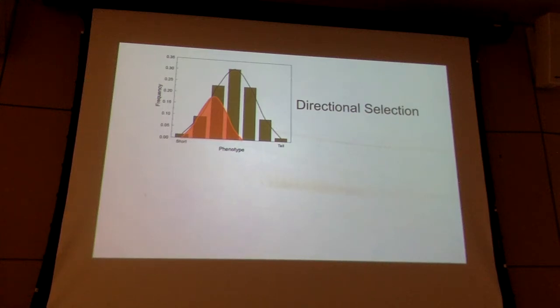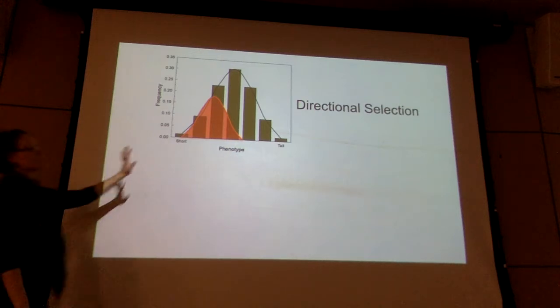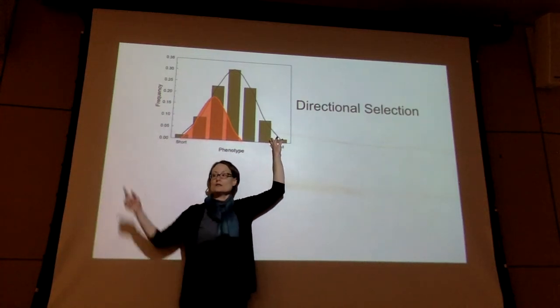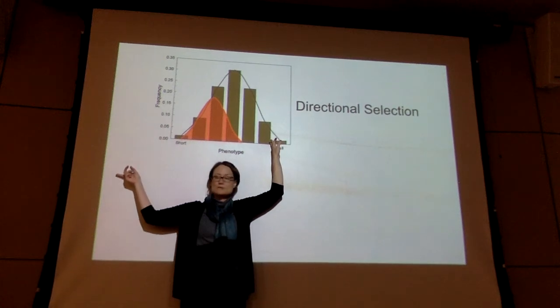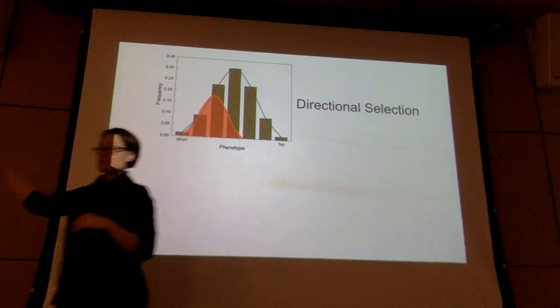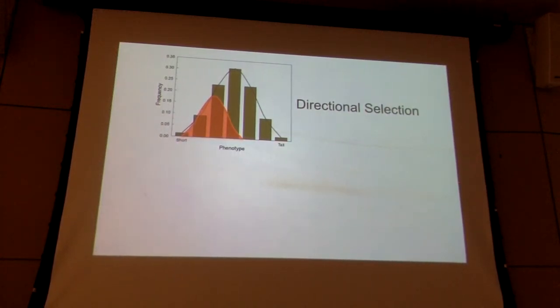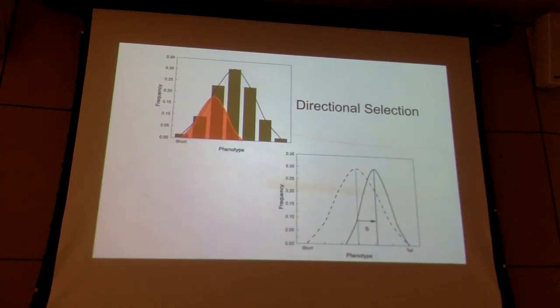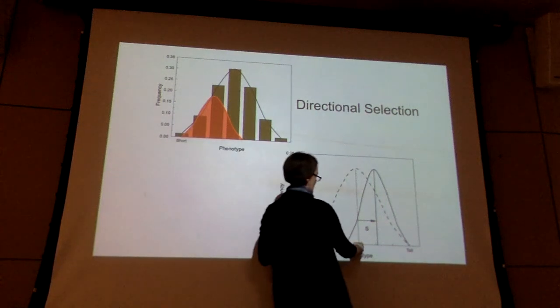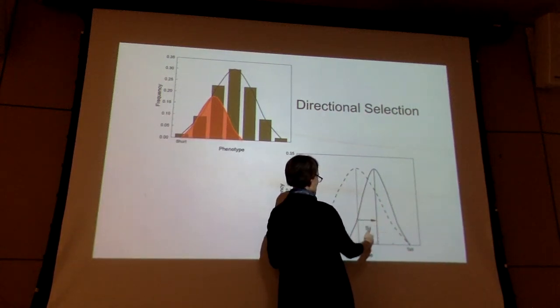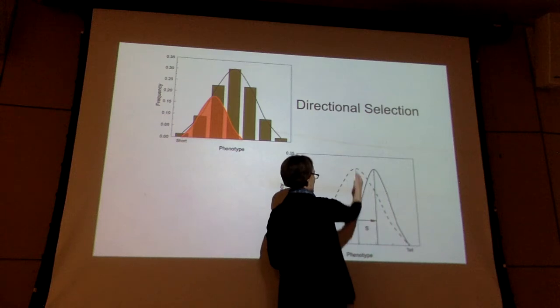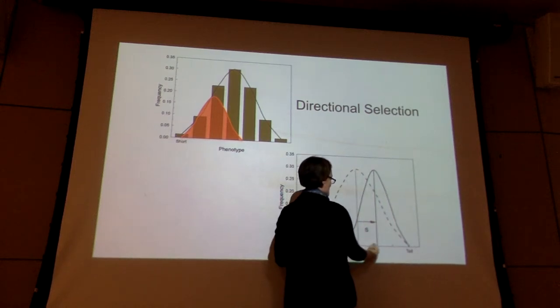Now, would it still be directional selection if instead of removing the shorts, we went ahead and removed the tall and selected for short individuals? Would that still be directional selection? Yes, it would just be directional in a different direction, right? If we're to be directional, it has to go in one direction, hence the word directional. And we can see that the distribution of the frequencies shifts. We have our mean here, our mean shifts to the right.